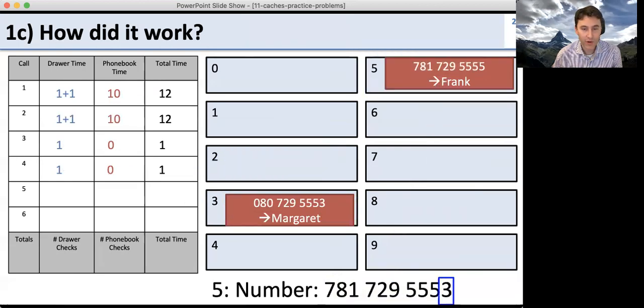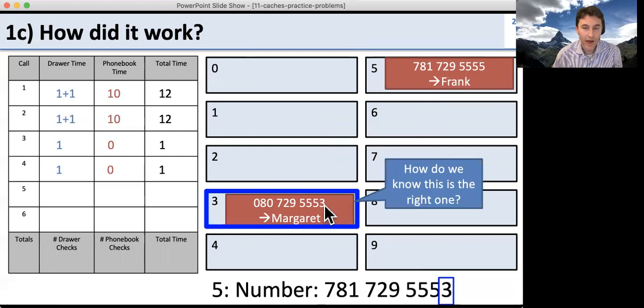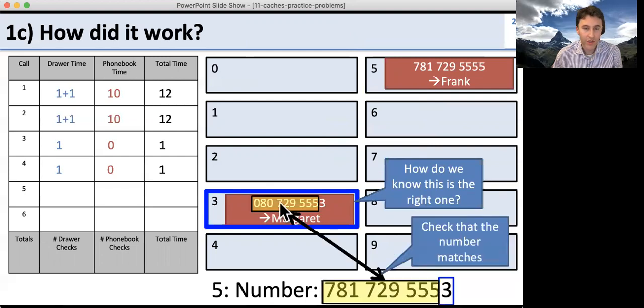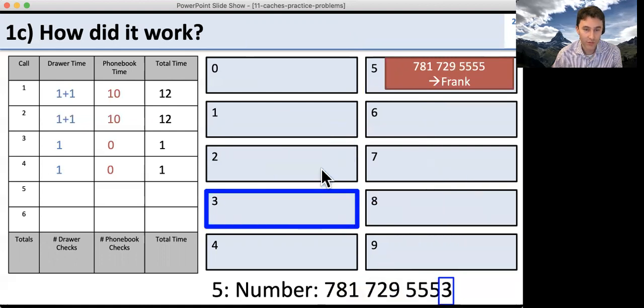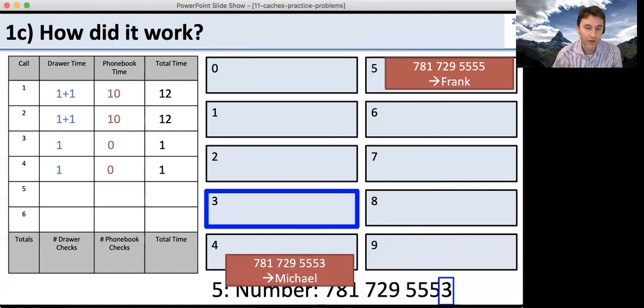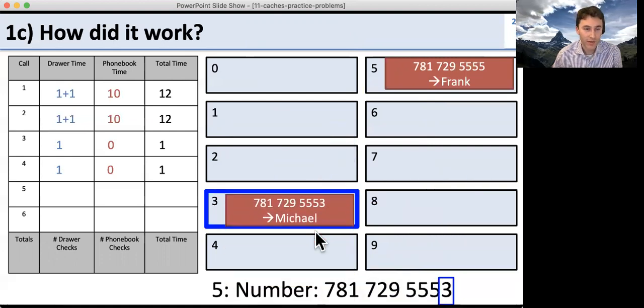This number ends in a 3. Okay, we go to the 3 drawer. How do we know if it's right? We check the numbers. Do these two numbers match? No, they don't. So this isn't the right number we have in there. Now we have to go to the phone book. We create a new note and put that new note in there. So that took us 1 + 1: we had to look in the drawer and put a new note, and we had to go to the phone book. So again, it took us a long time.